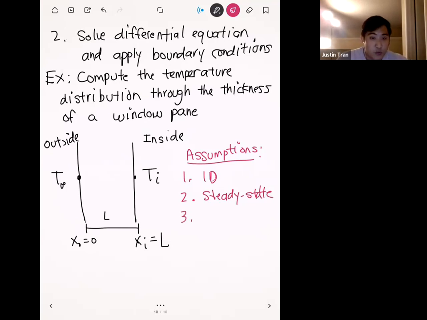And then the third assumption we're going to make is that there's no production and no generation. We'll assume that you don't have a heated window or something like that, and so there's no heater inside your window. And then another thing that we can state on here before we actually go to solve is the boundary conditions.